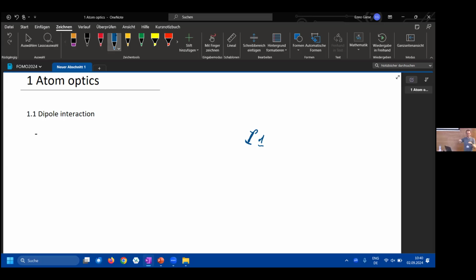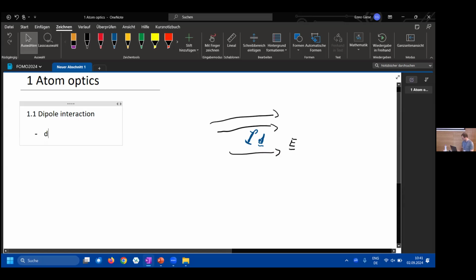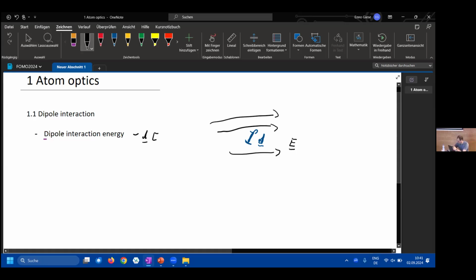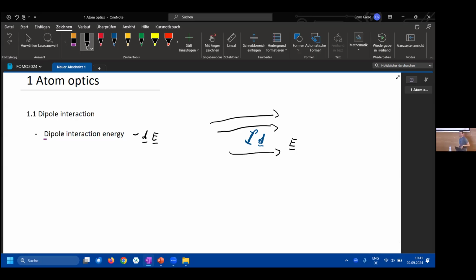Feel free to ask questions. So this here is little d. That's a dipole. And of course, we have this dipole interacting with some field sitting here. This would be the electric field. Now, of course, it's also a vector. How does a classical dipole interact with the field? Well, we have an interaction energy, and this dipole interaction energy is minus the dipole moment times the electric field. And that's it. Now, you know that maybe from classical electrodynamics.